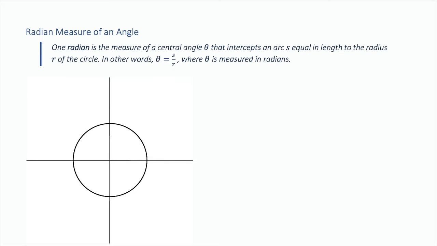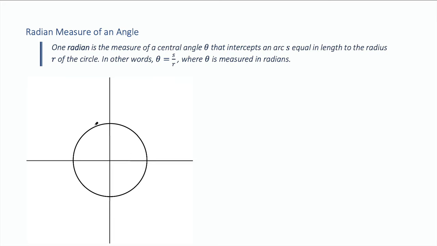Now we're going to talk about ways to measure an angle. And we're going to start with the radian measure of an angle. So the definition of a radian: 1 radian is the measure of a central angle theta that intercepts an arc S equal in length to the radius r of the circle.